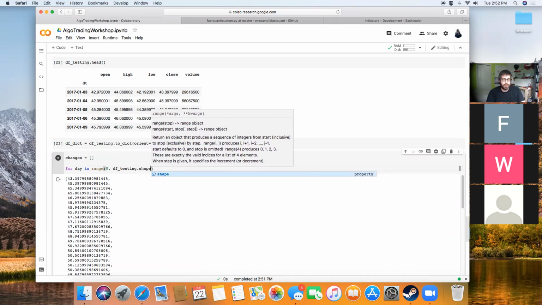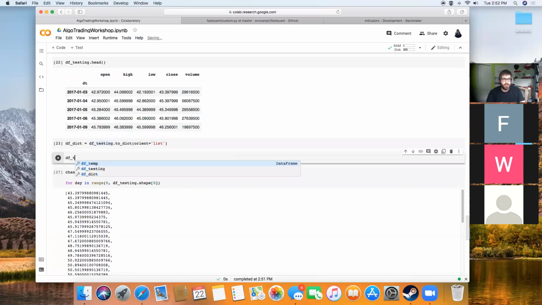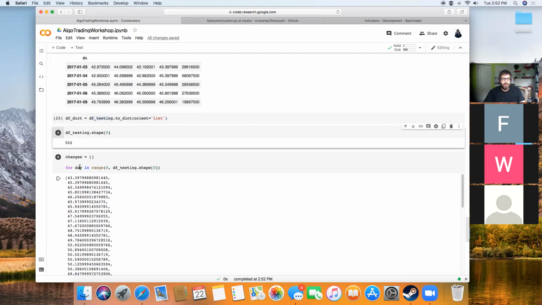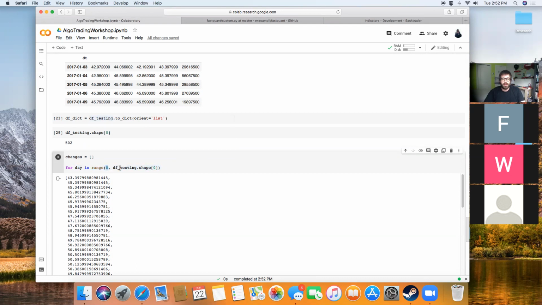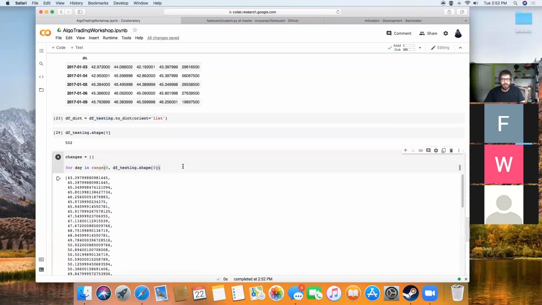You know how to get the shape of a data frame? If you want to find the size of your data, this is my data frame, and this is the shape of it. It gives me 502 and 5, so I have 5 columns and 502 rows. So if I get index 0, I get how many rows I have in the data. This is a for loop for every day in the range from 0 till 502, which goes over all the data. This day variable will go from 0, 1, 2, 3, 4, 5 until it reaches 502.